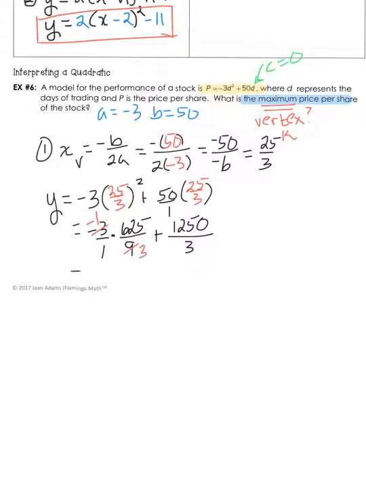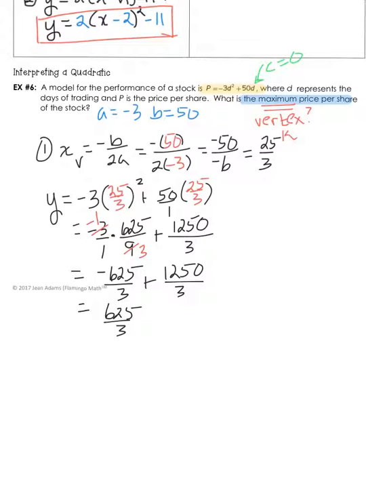So I end up with -625 over 3 plus 1250 over 3. They have the same denominator, so I can combine them, and that will give me 625 over 3.